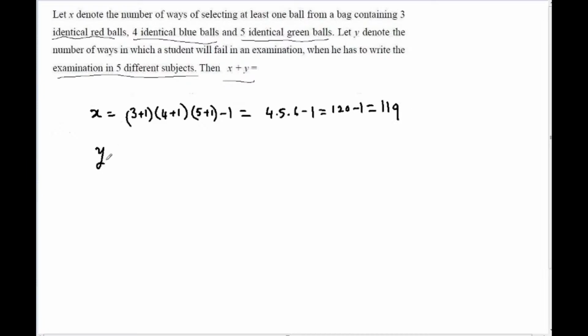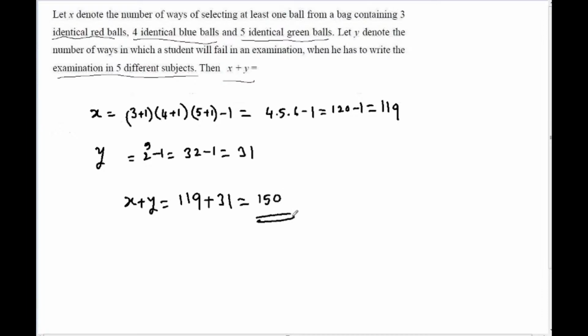And Y is given: a student has to write the examination in five different subjects, and we count the ways in which the student fails. That is 2 to the power of 5 minus 1, 2 power 5 is 32, minus 1, that is equal to 31. Therefore X plus Y is equal to 119 plus 31, that is equal to 150. This is the answer.